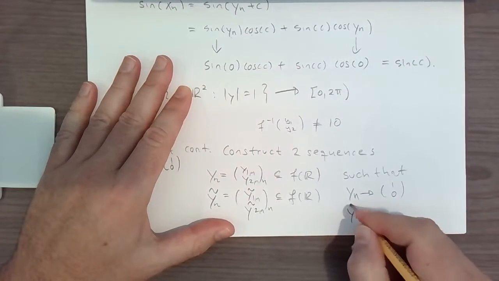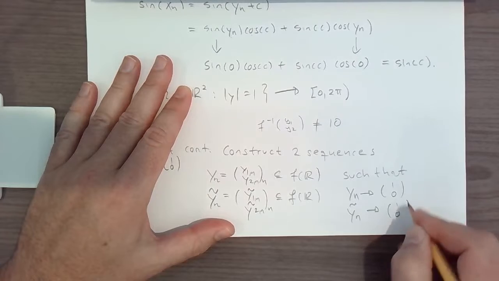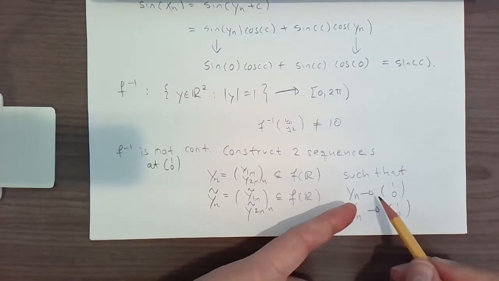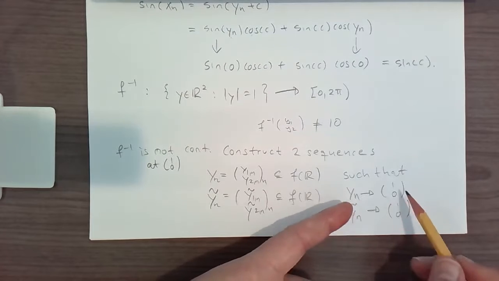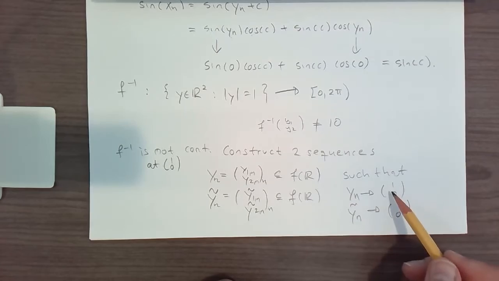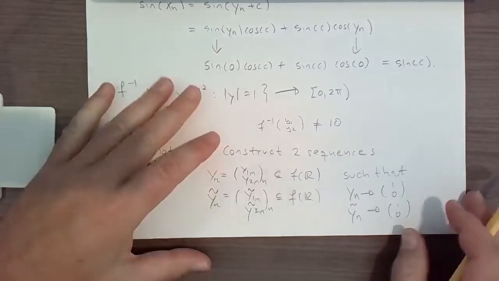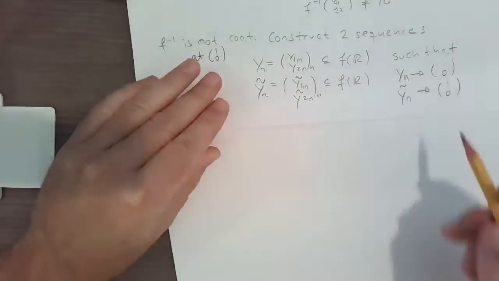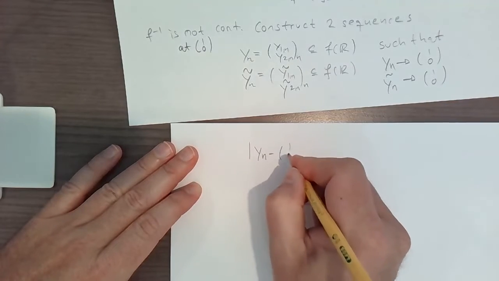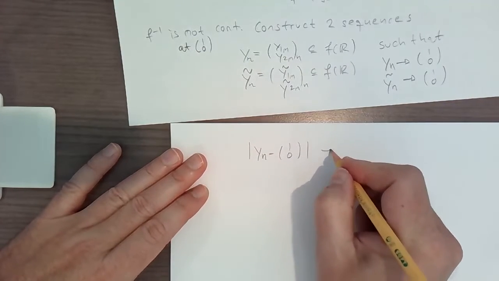And such that y_n tilde converges to 1 over 0. So what does it mean to converge in 2D? In R2, it only means that when I compute the distance from y to this point, the value of y_n minus this (1, 0) goes to 0.